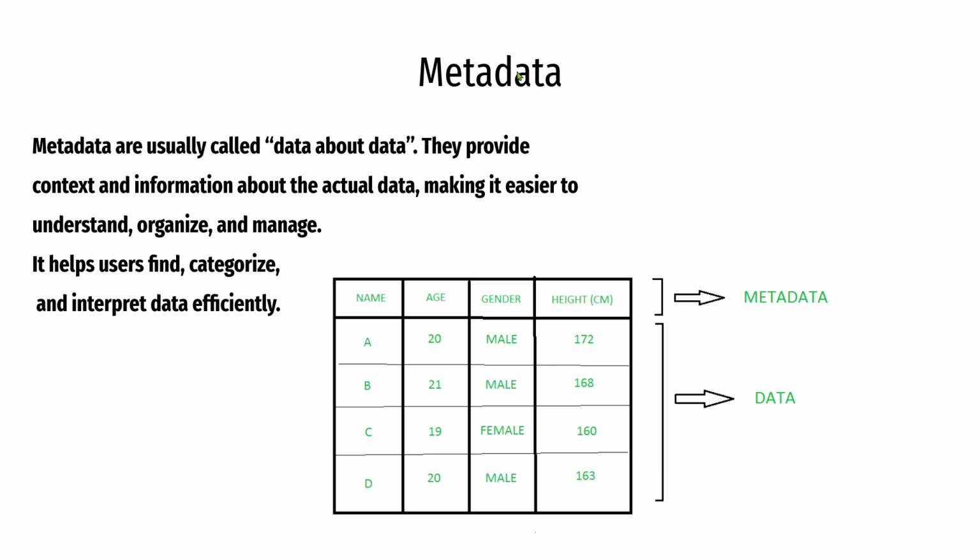Next one is metadata. Metadata is usually called data about data. It provides context information about the actual data, making it easier for us to understand, organize, and even manage. So this is the metadata here: name, age, gender, height, and this is the data.